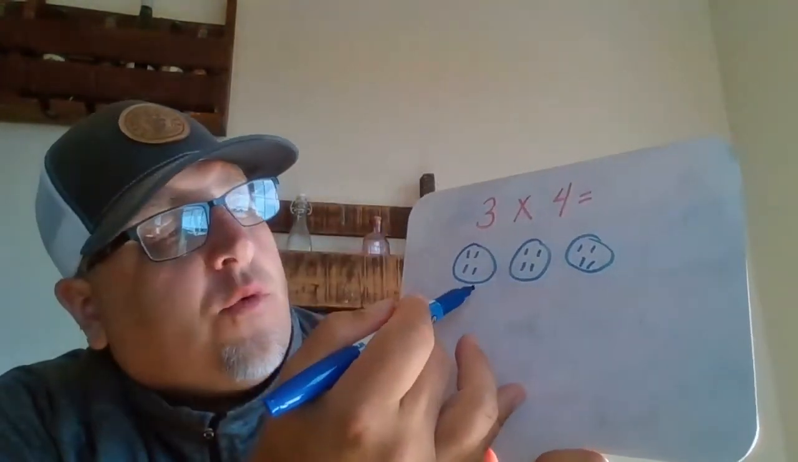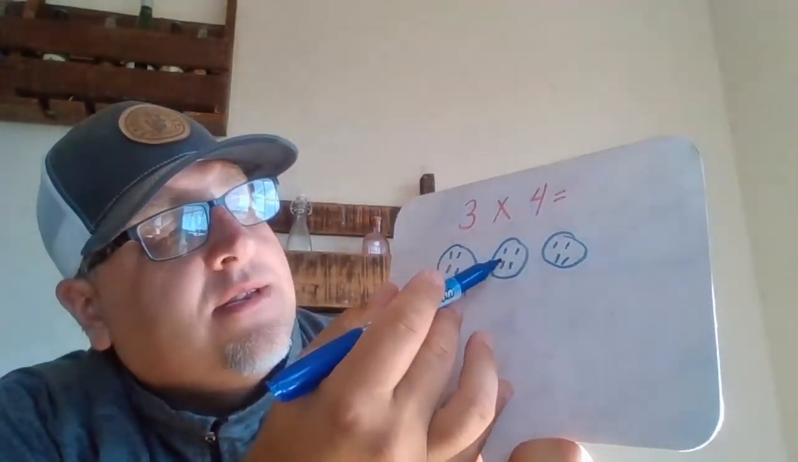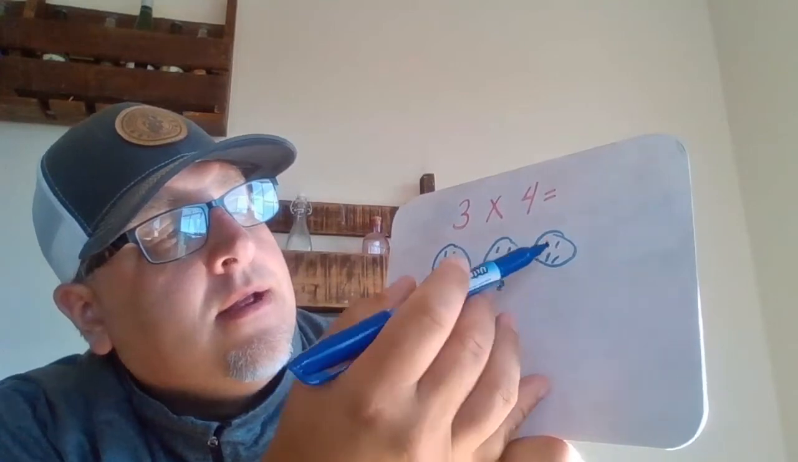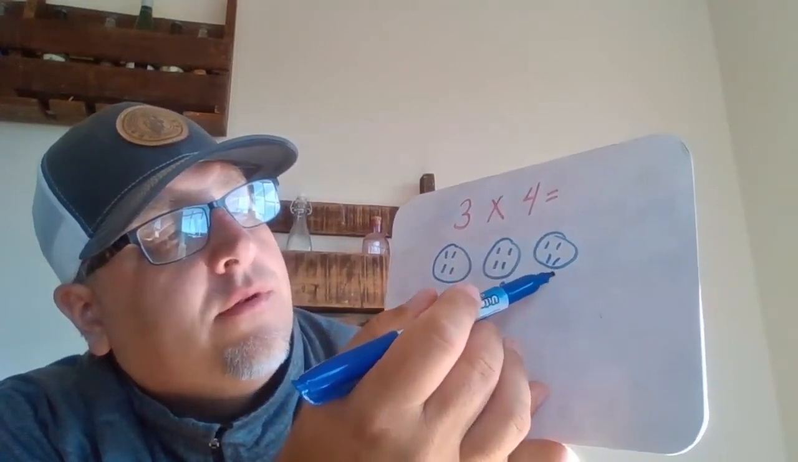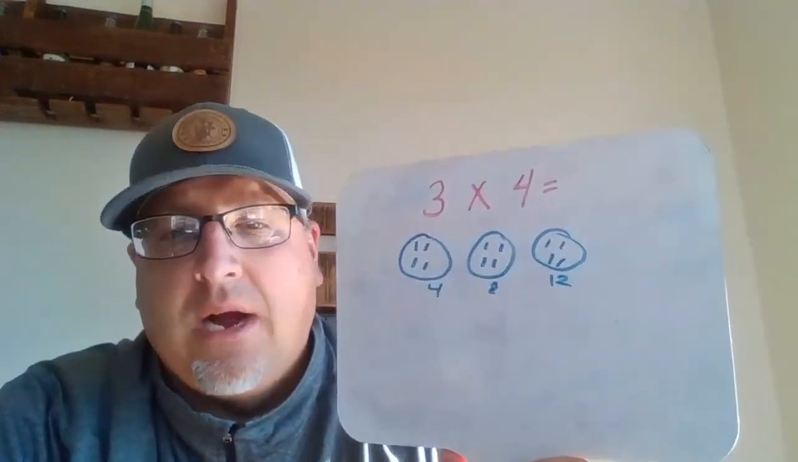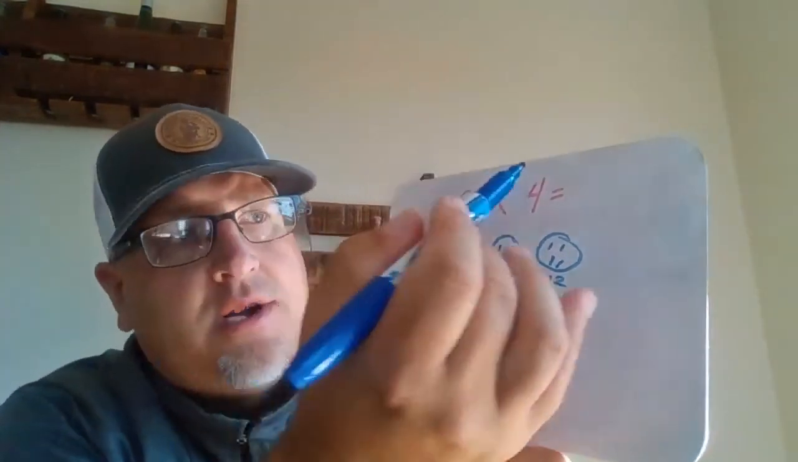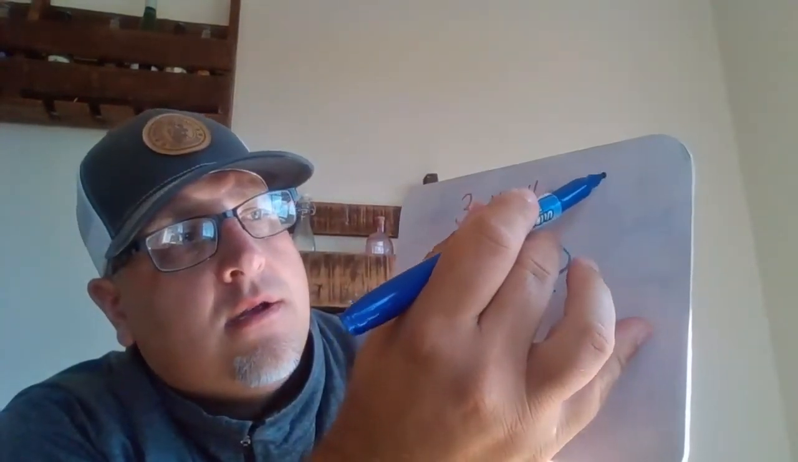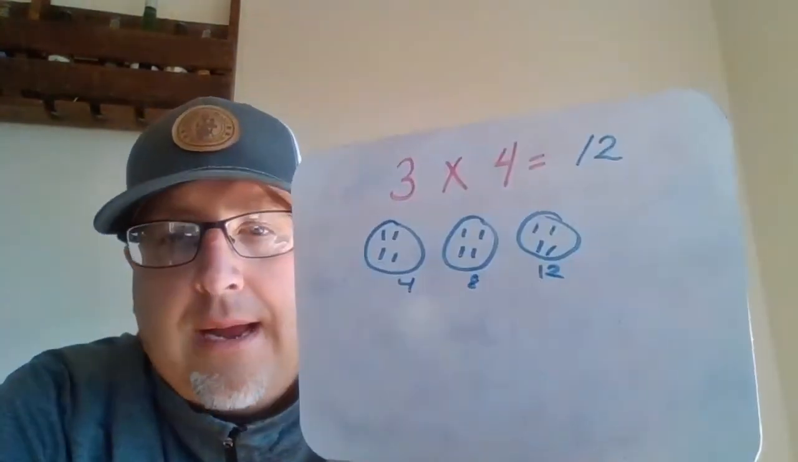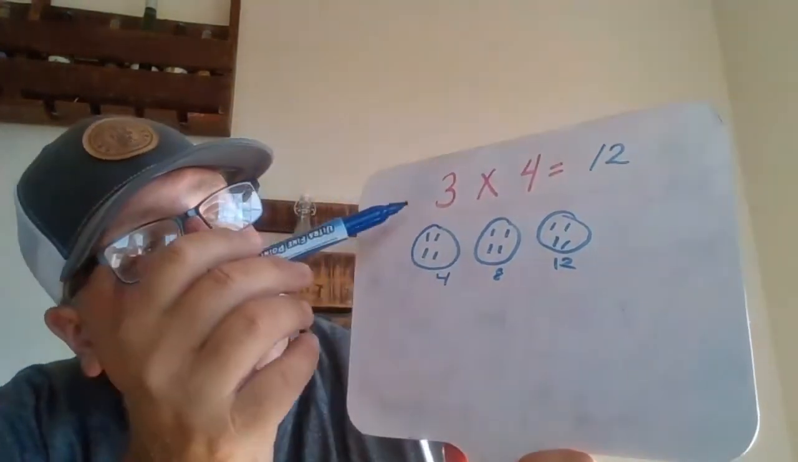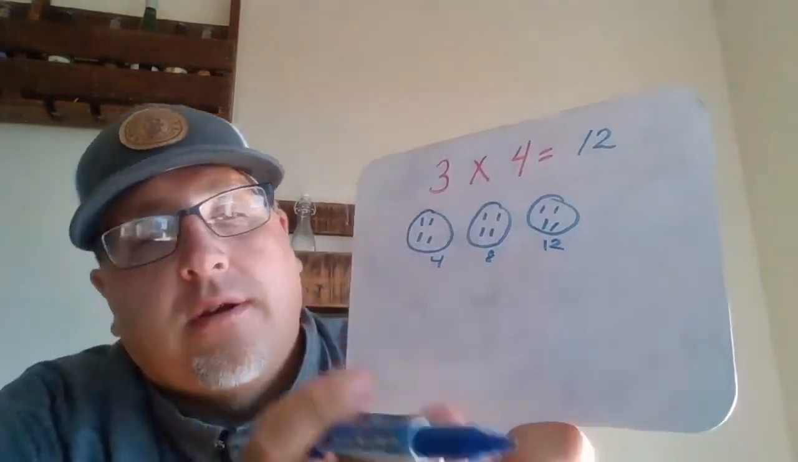So I have 4, 5, 6, 7, 8, 9, 10, 11, 12. Okay, skip counted by 4 there. I just counted them up. If I want to just count them up, that was fine. So 3 times 4 equals 12, or 3 groups of 4 gives me 12.